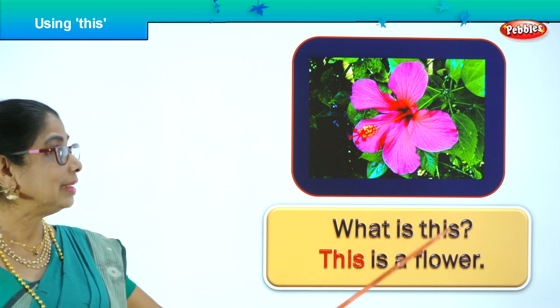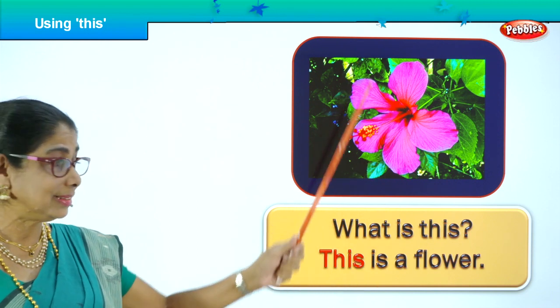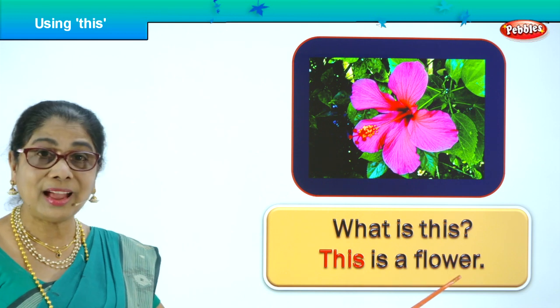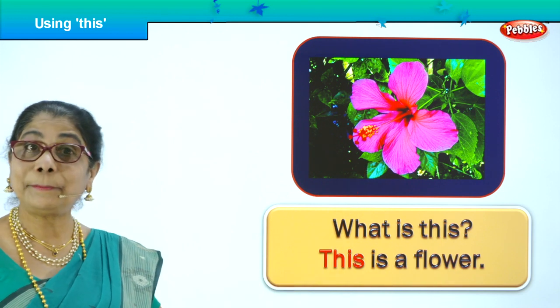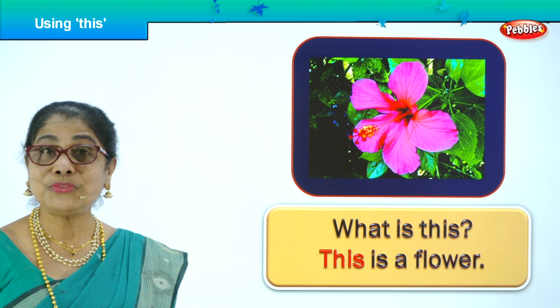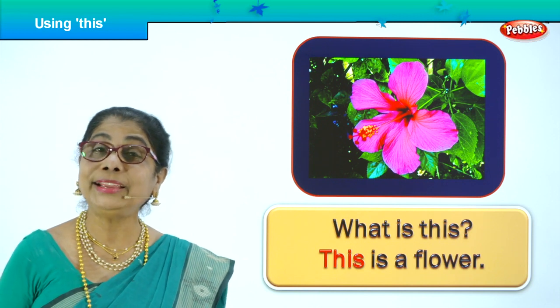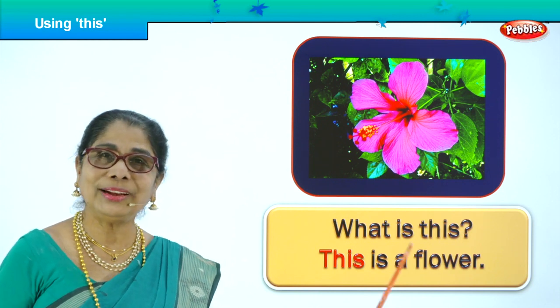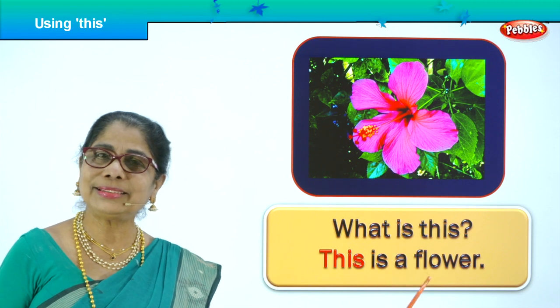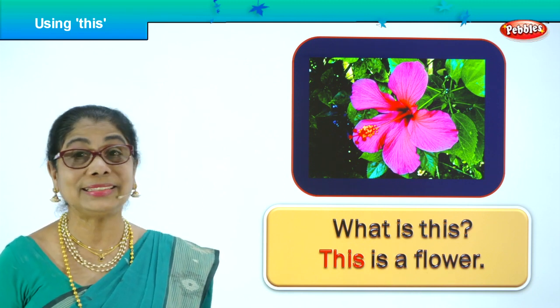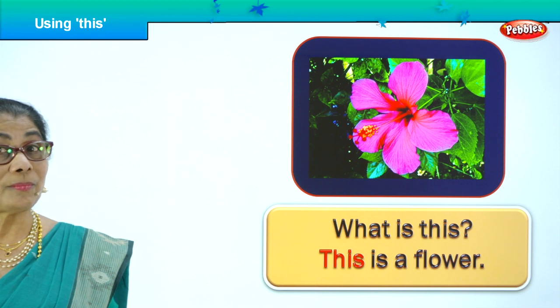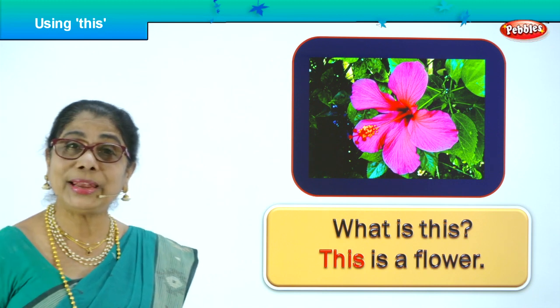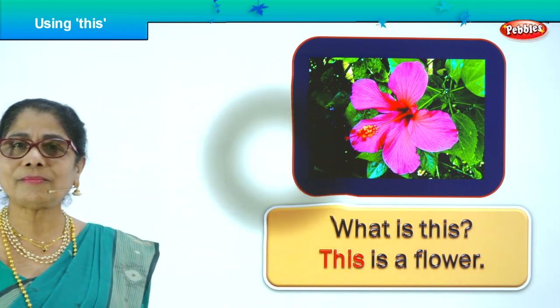What is this? This is a flower. This is a pink flower. This is a shoe flower. This is a pink shoe flower. You are learning to read the question and the answer, the use of this in the sentence too. Very good. Are you happy? Shall we go to our next picture?